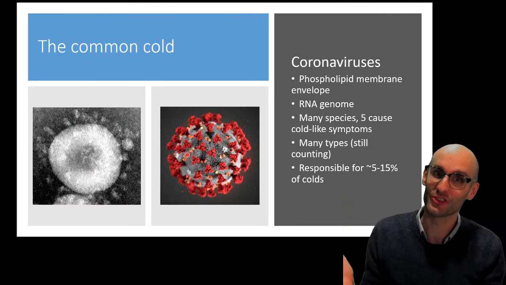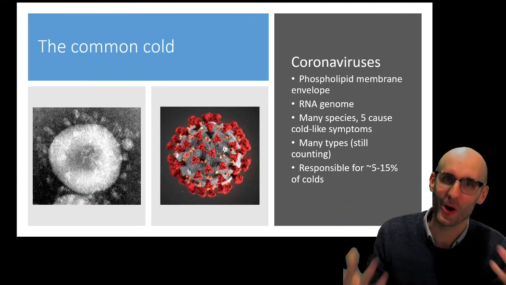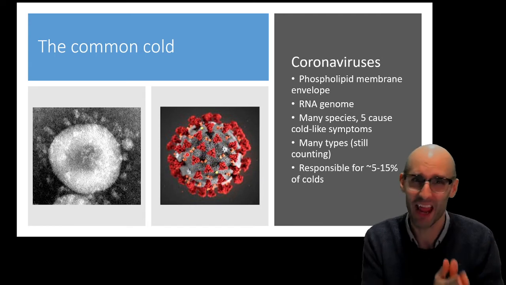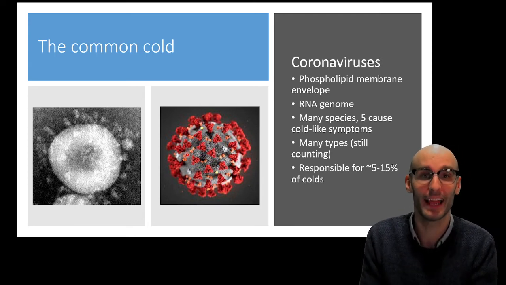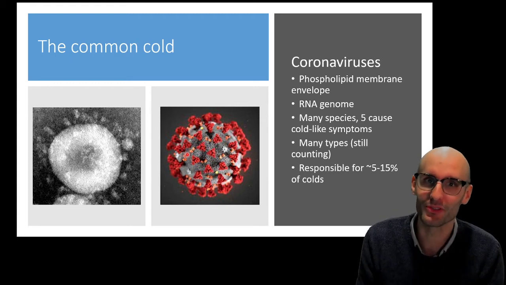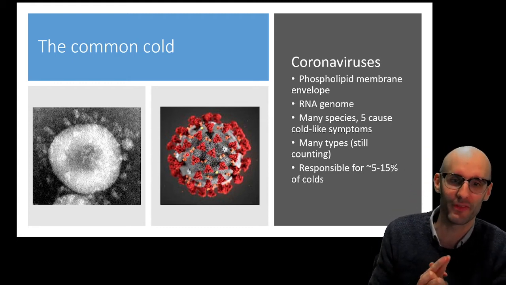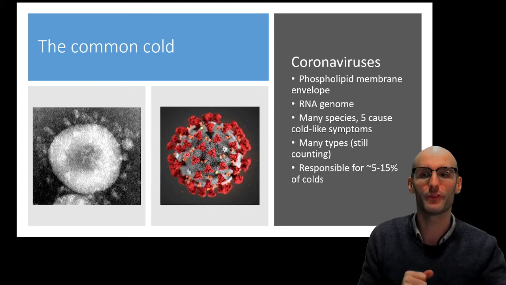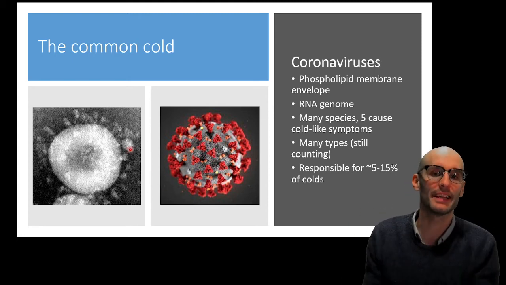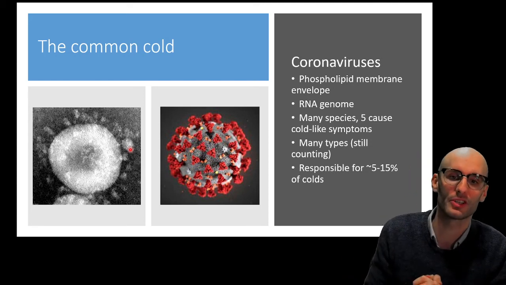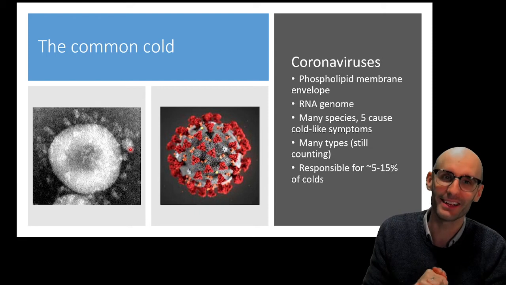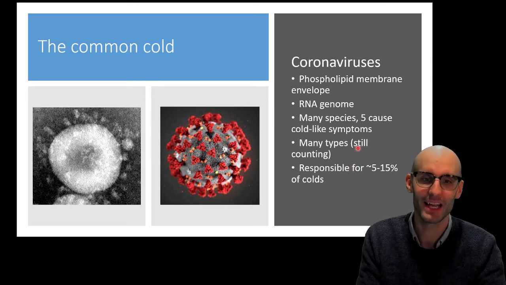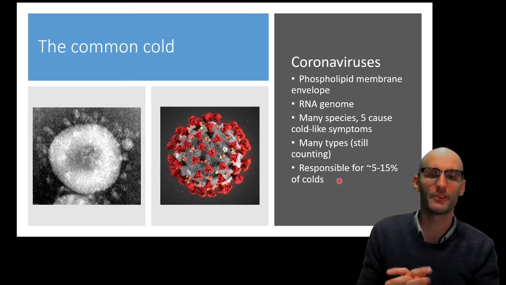But the last one that causes the common cold are coronaviruses. What this means is you, listener, have probably had a coronavirus and hopefully haven't had SARS-CoV-2. I'm really sorry if you have had SARS-CoV-2, but if you've had many colds throughout your life, a small percentage of those are coronaviruses. Now, these guys don't have a protein capsid. They've got that phospholipid membrane, and in that membrane are those infamous spike proteins that we can see. It has an RNA genome. There are many species, 5 of which cause the common cold, and we are now aware of another species of the coronavirus, SARS-CoV-2. There are many types. We're still counting. It's endless when it comes to these types, and it's responsible for 5 to 15% of colds.